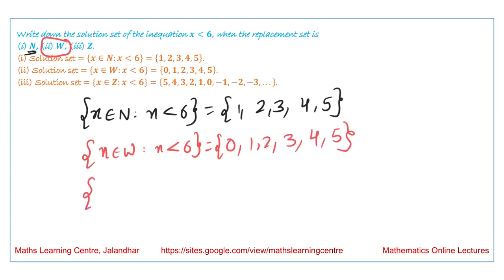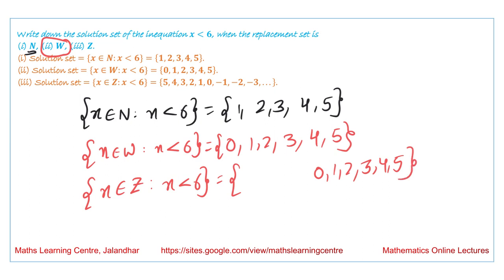And next we have x belongs to integers and x < 6. So we are saying all integers less than 6. So it is 0, 1, 2, 3, 4, 5, and also minus 1, minus 2 and so on. These are the solutions in this case. So the final solution set depends upon the replacement set, the domain of the given inequality.